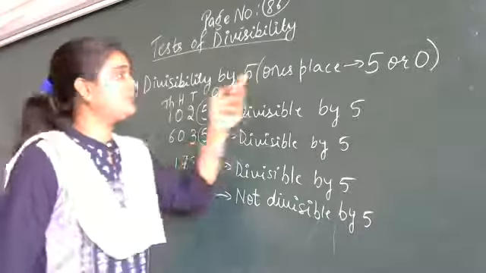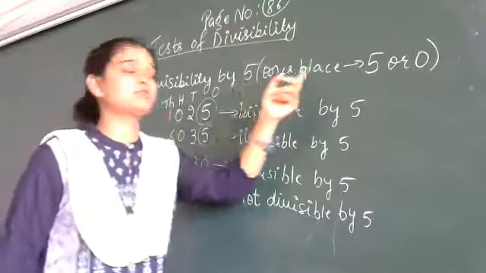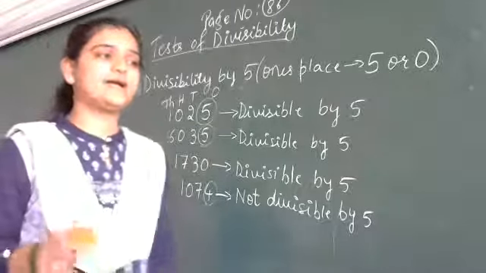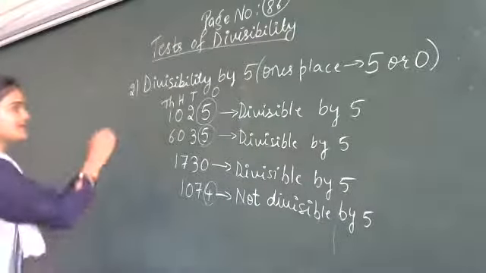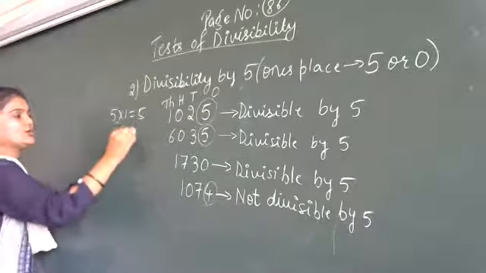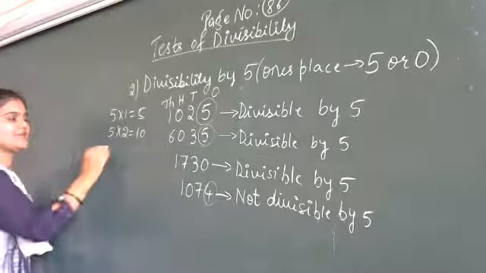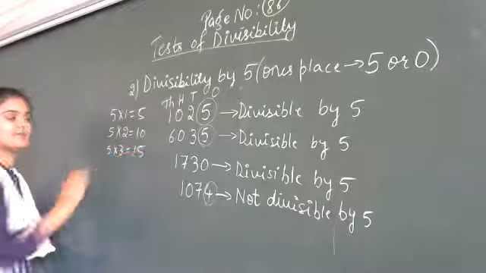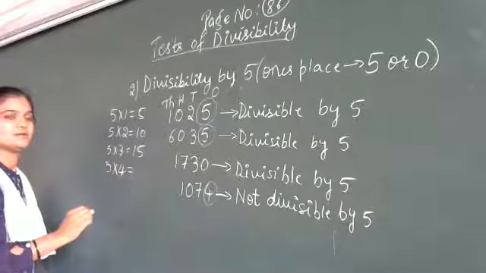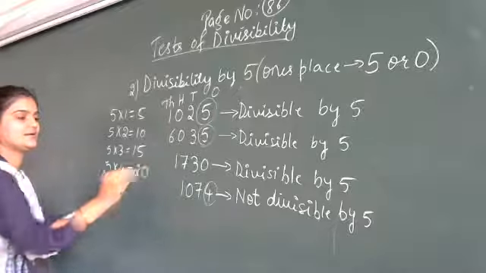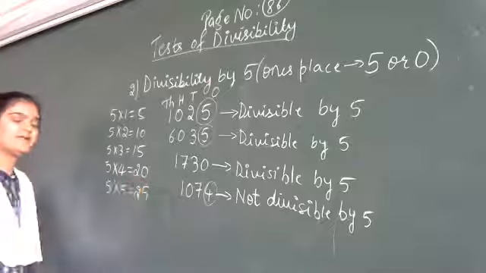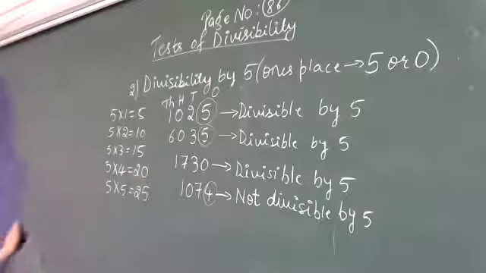Children, see here. For divisibility by 5, one's place should be 5 or 0. In the 5's table, 5 ones are 5, 5 twos are 10, 5 threes are 15, 5 fours are 20, 5 fives are 25.